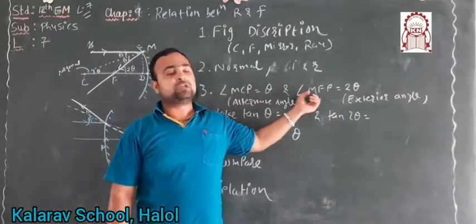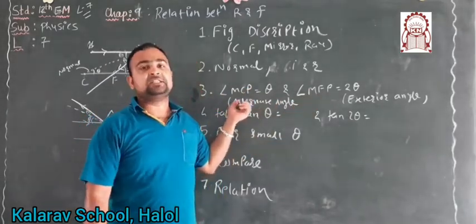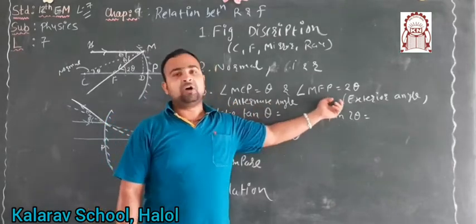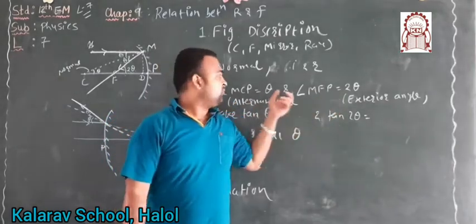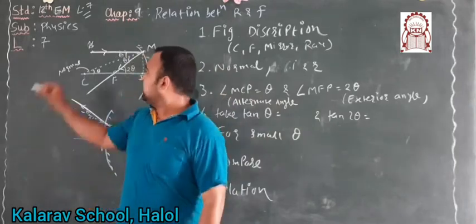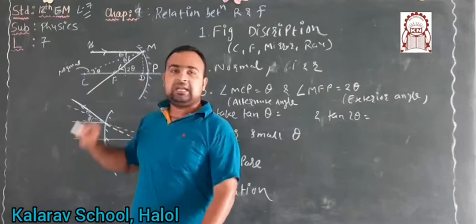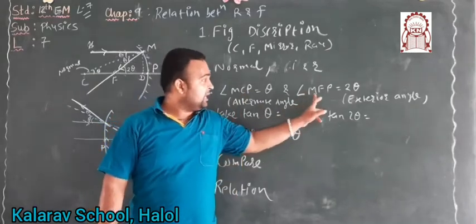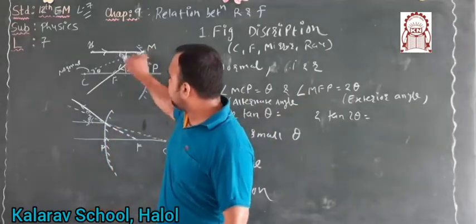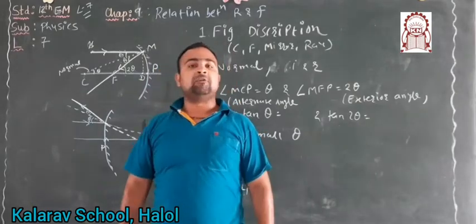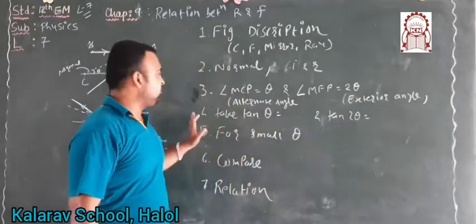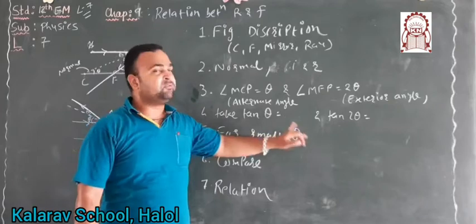Okay, so in the third point you have to write down which angle will be theta and which angle will be 2 theta, based on the property of first, alternate angle, and second one, exterior angle. So from the figure you can say that now the angle MCP will be theta, and triangle MFP, that is MFP, you will consider as 2 theta.